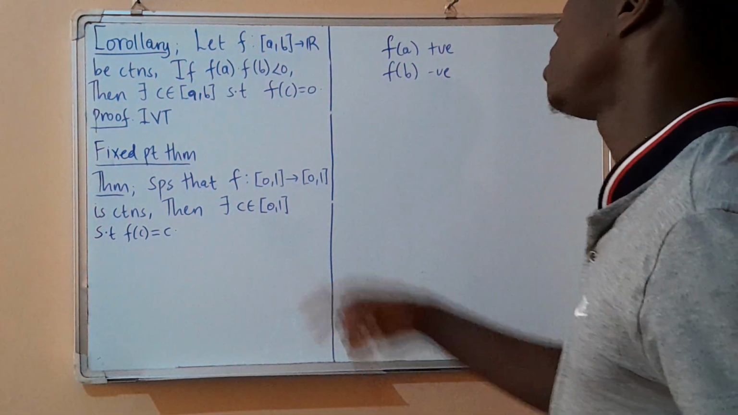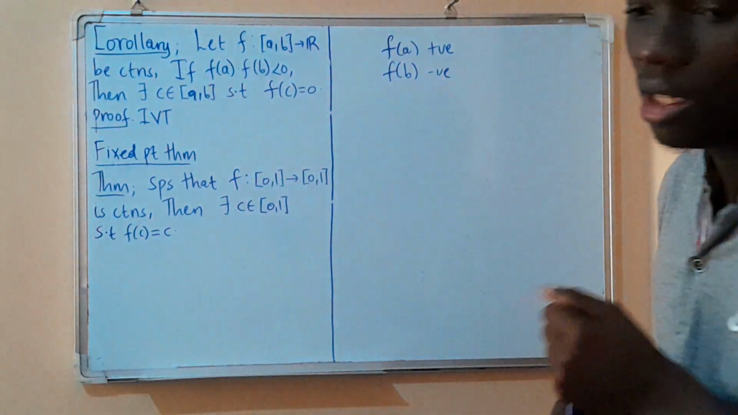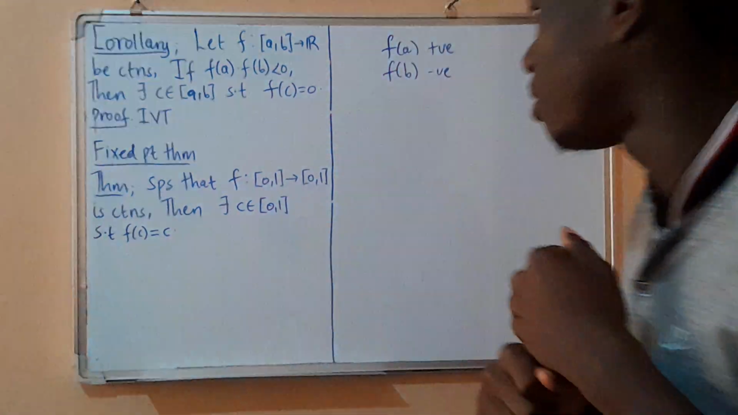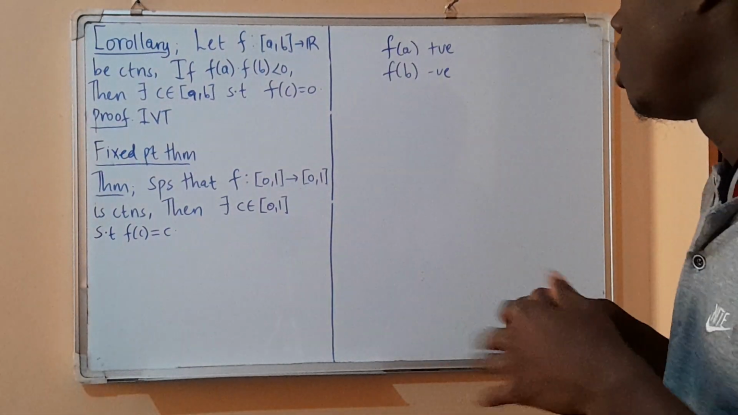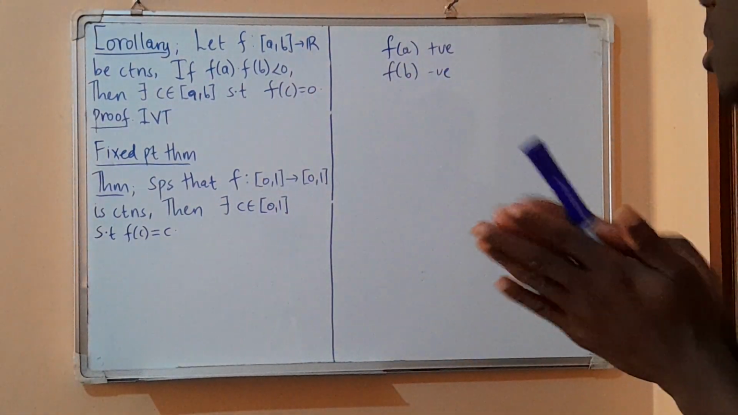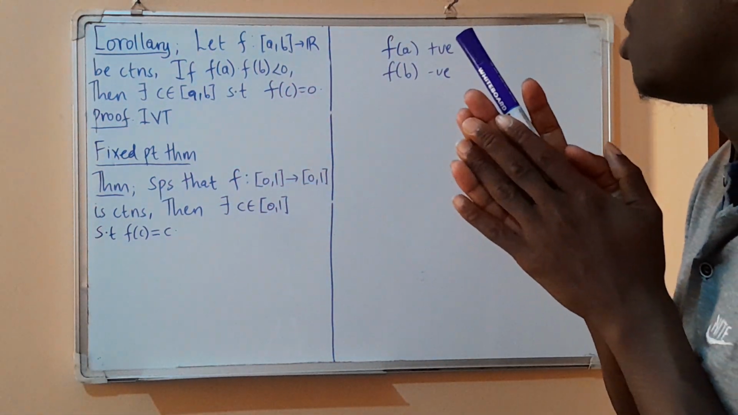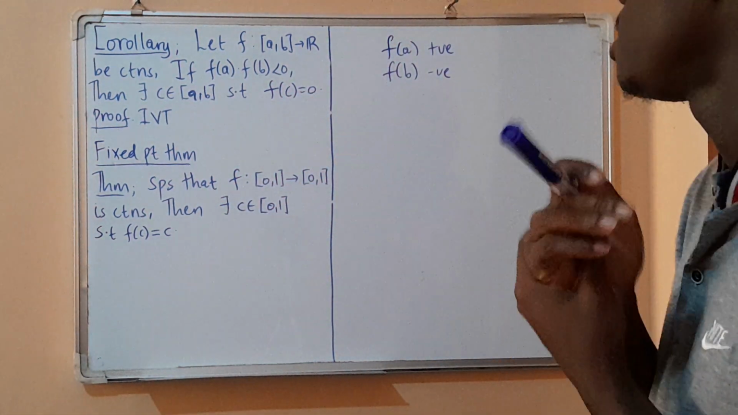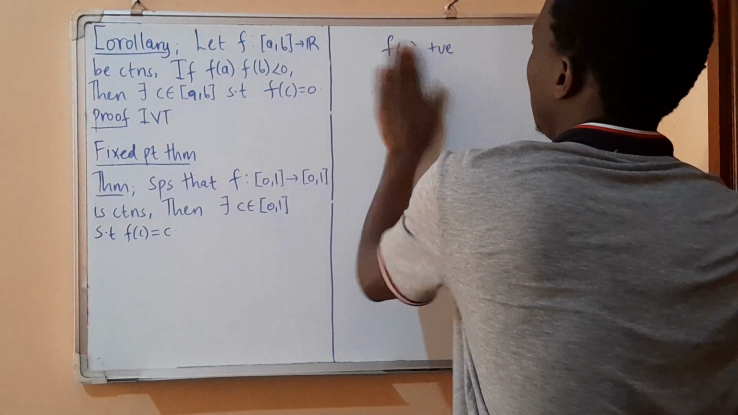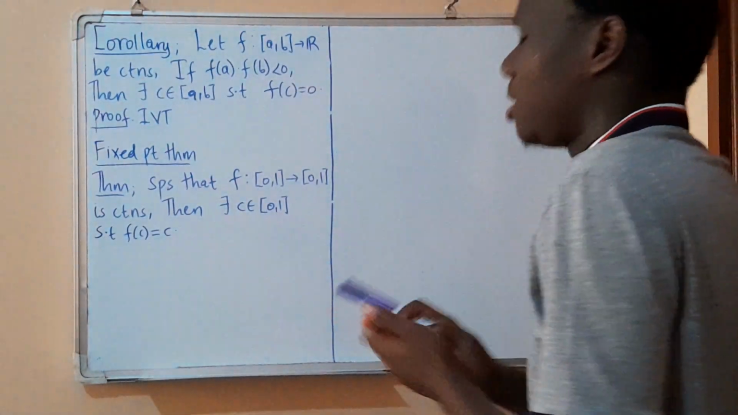In simple terms, this function will have a root within the interval [a, b]. If the product of f of a and f of b is negative, then there exists a root of the function, which is c in that interval, such that f of c is 0. The proof of this follows the intermediate value theorem, which we have just proved in the previous session.